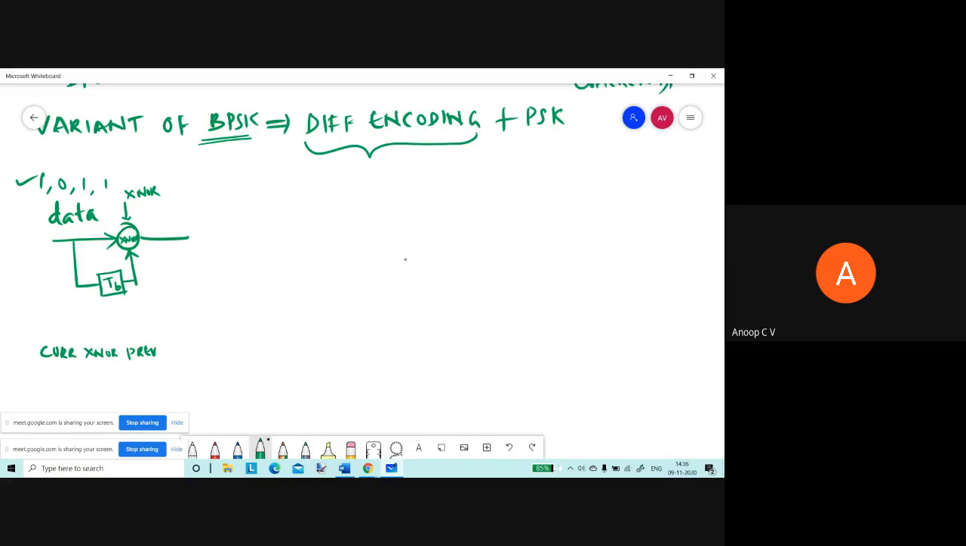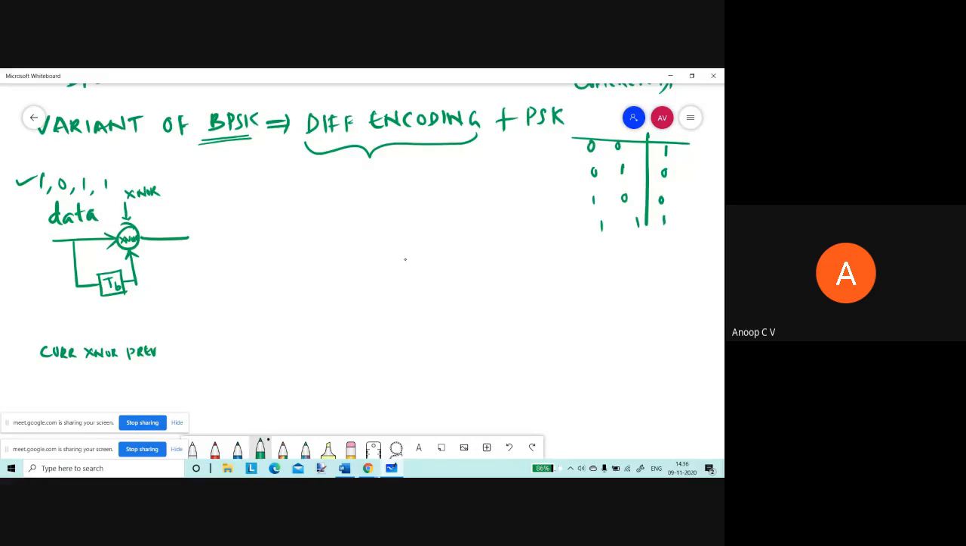Then, can anyone help me out with the truth table of XNOR? If the inputs are 0 0, 0 1, 1 0, 1 1, right? 0 XNOR 0 will be 1, and 0 XNOR 1 and 1 XNOR 0 will be 0, and 1 XNOR 1 will be again 1. So this is the XNOR truth table. Accordingly, this is differential encoding.